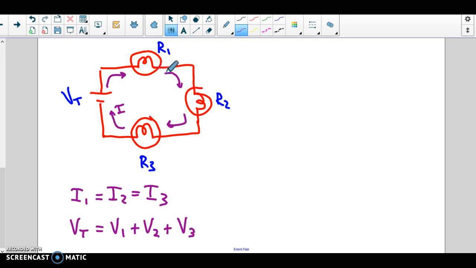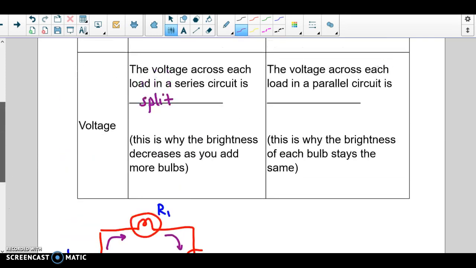So you can imagine adding more and more light bulbs in series. That means the voltage across each load gets smaller and smaller as you add more and more loads. That's why the light bulbs got dimmer.